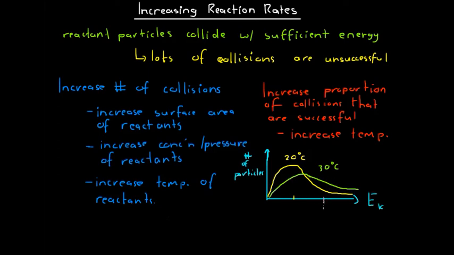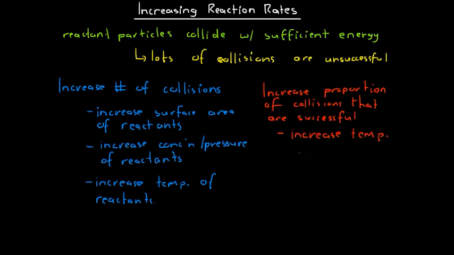So if our activation energy is here, then at 20 degrees, all of the particles in here will be able to react, because all of these particles have energy greater than the activation energy. However, at 30 degrees, we've in fact got a bigger area. We've got a lot more particles with energy greater than the activation energy. And that means a larger proportion of particles will be able to collide with energy greater than the activation energy, and that'll make a much higher proportion of collisions successful. So that's why temperature increases the proportion of collisions that are successful.